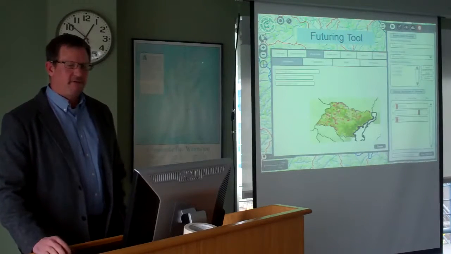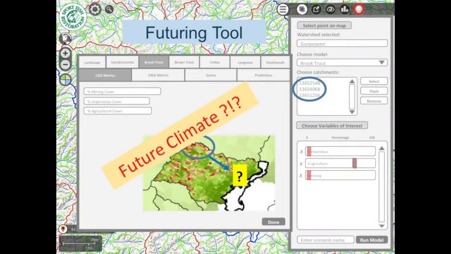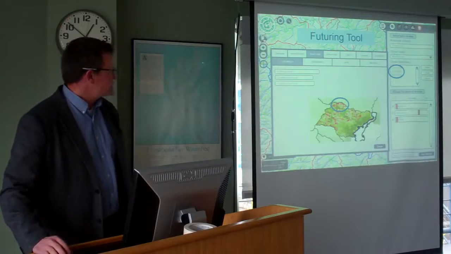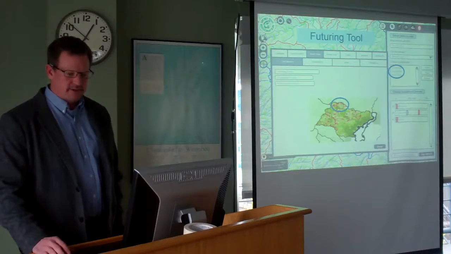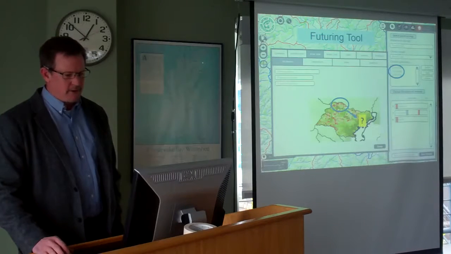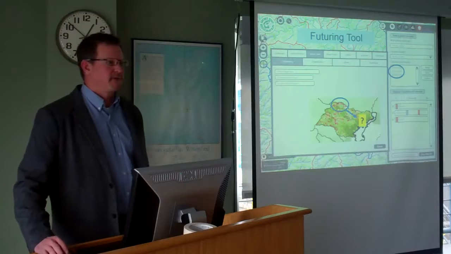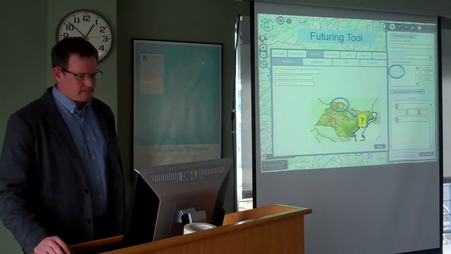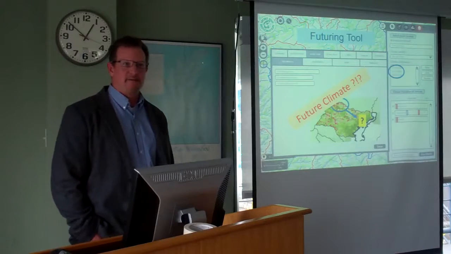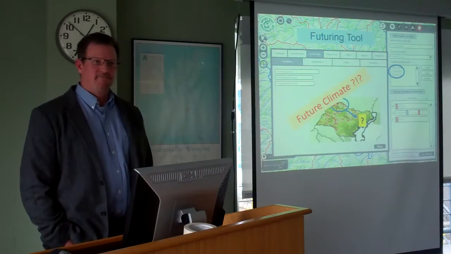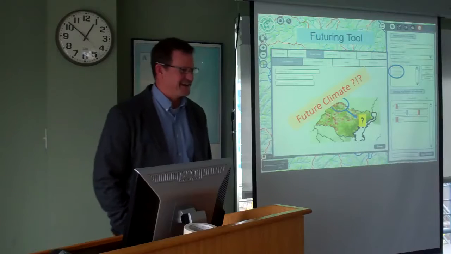And then ultimately the futuring tool maps out the same way. Here's the Gunpowder Patapsco. We choose catchments. We say we're going to reduce percent agriculture and influence as much as possible, and we run the model and ask the question, what happens downstream? And ultimately then we put climate over this. We don't currently have the climate module, but it's under operation at the current time.